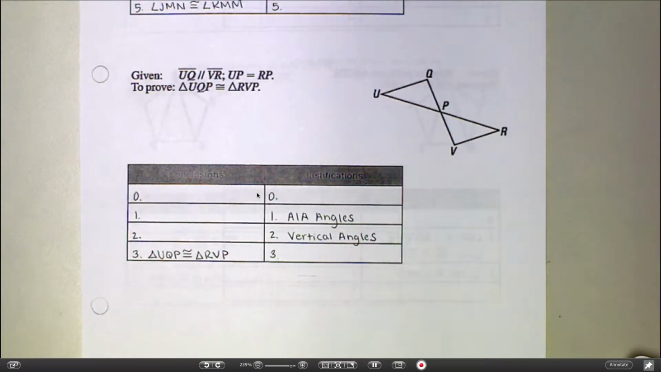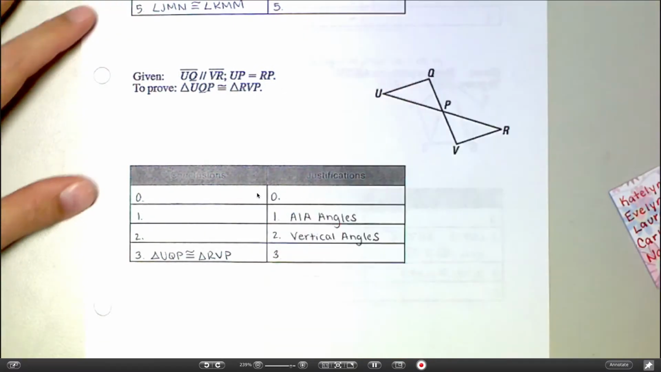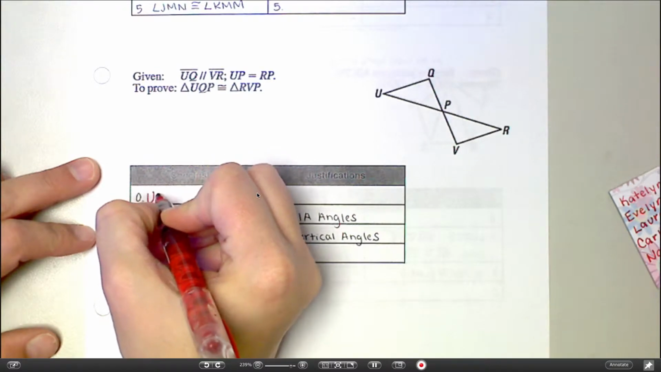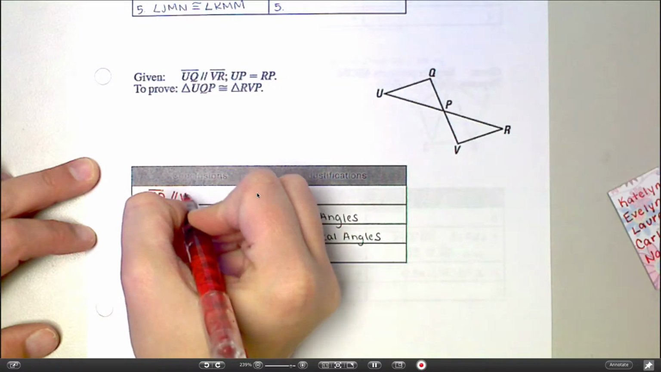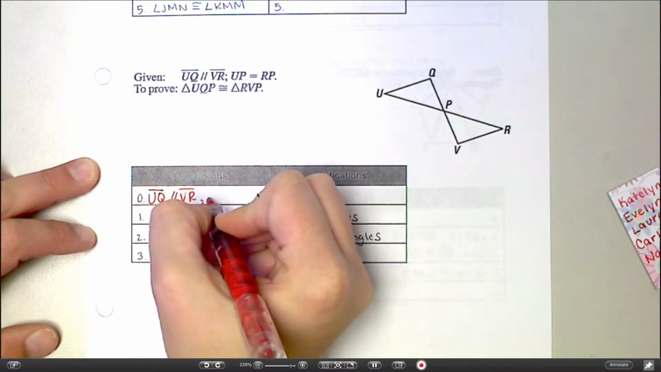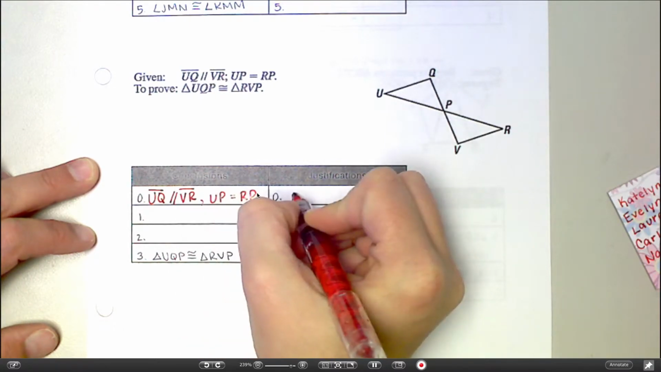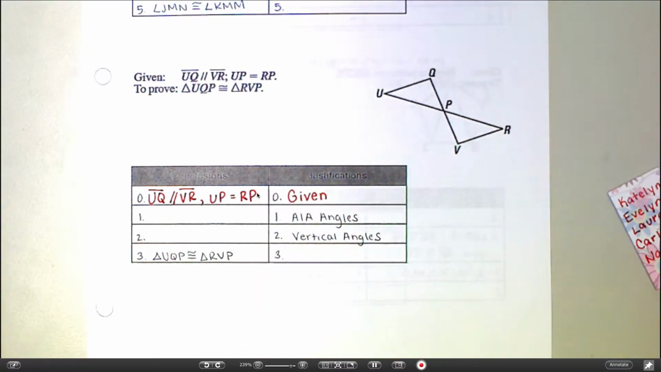With proofs, you can't help but show your work, okay? So my first step is always to do what? Get the given. Nobody is ever going to get that one wrong, right? I hope. I might. So UQ is parallel to VR, and UP is equal to RP. And that is given. I did at least see those of you who were scared to try the 2 on the back, you had at least written given in for the first step. So kudos on that. Way to go.